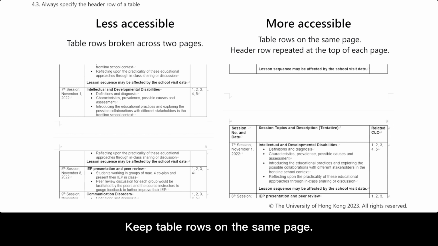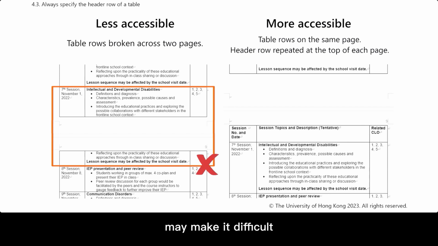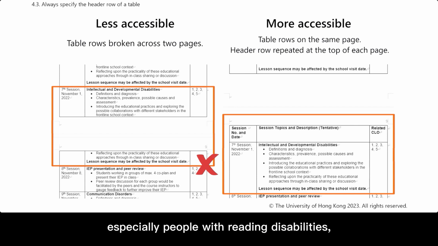Keep table rows on the same page. Allowing table rows to be broken across two pages may make it difficult for users to understand the content, especially people with reading disabilities, people with visual impairment, or screen reader users.